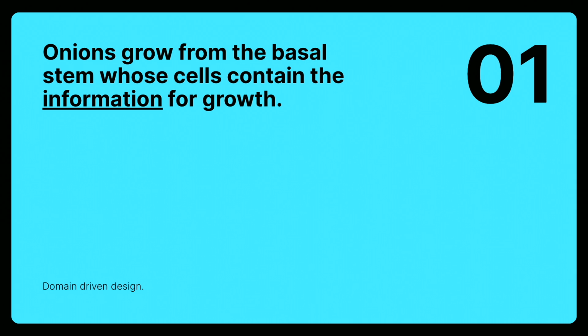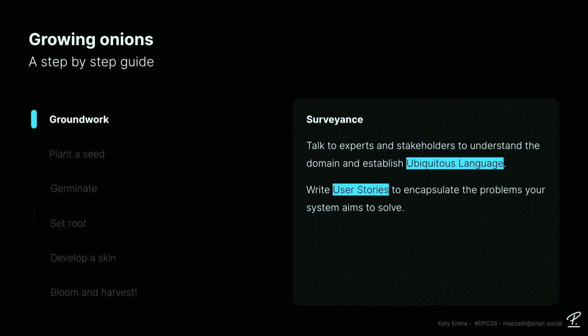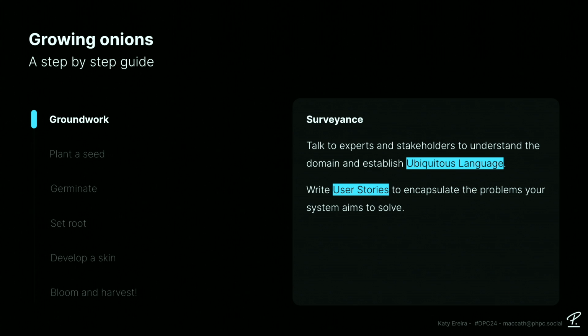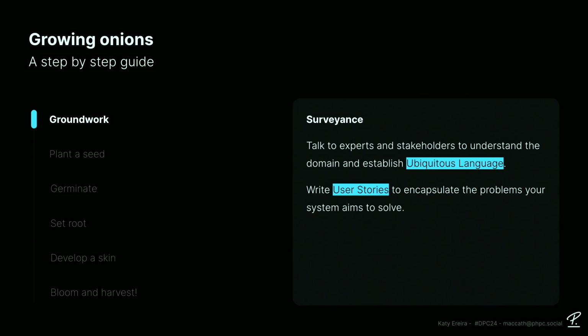One thing about me is that I really like to take an analogy and run with it, okay? So you're going to have to bear with me, but I'm going to talk a bit about how onions grow in the context of domain-driven design. And it all starts with the ground. We plant onions in the ground.